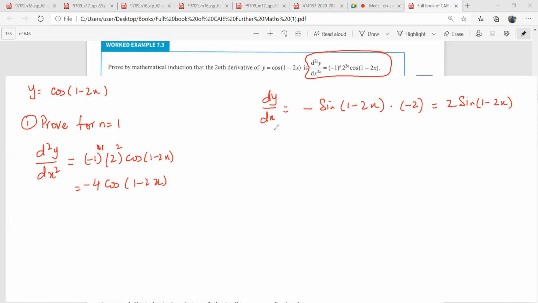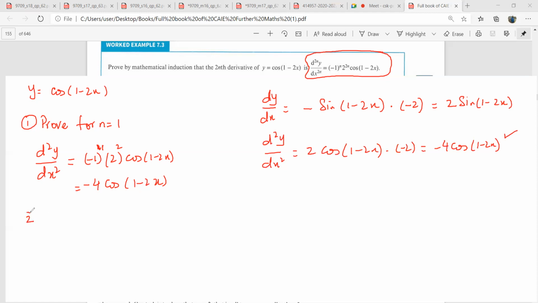Now I'm going to differentiate this again. This is d2y by dx squared. So I have 2 cos 1 minus 2x, and now the derivative of this angle is minus 2. So we have minus 4 cos 1 minus 2x. And this is what we had to show. So we have shown that this is true for n equal to 1.